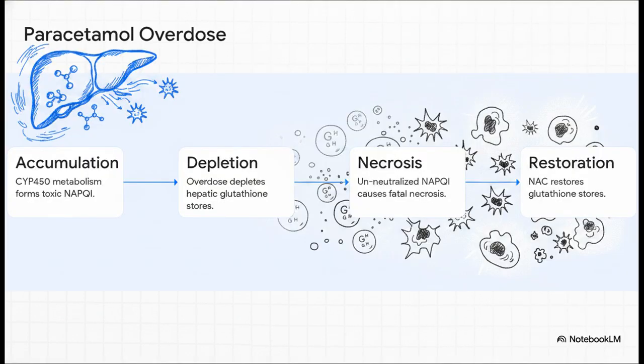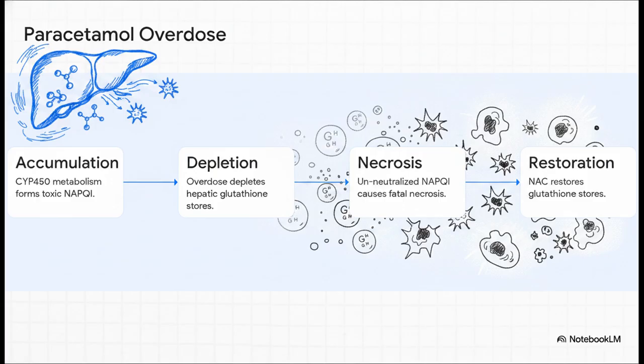The crucial takeaway here is understanding the exact step-by-step molecular failure during an overdose. Normally, about 8 to 10% of paracetamol is metabolized by CYP450 into a highly reactive toxic compound known as NAPQI. Thankfully, your liver detoxifies this using glutathione. But in a massive overdose, those glutathione stores become entirely depleted.